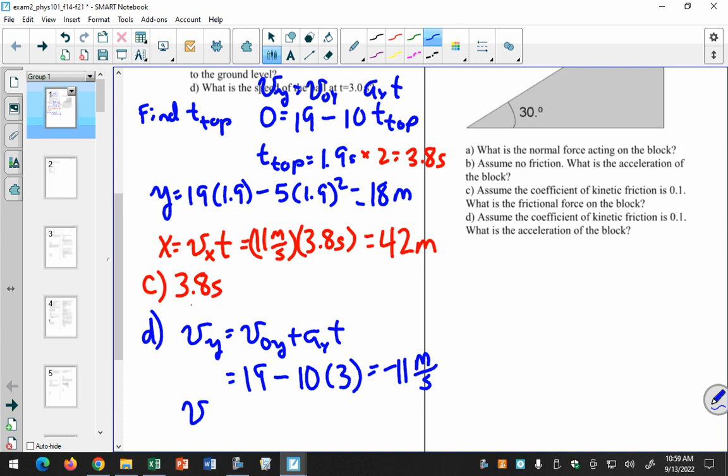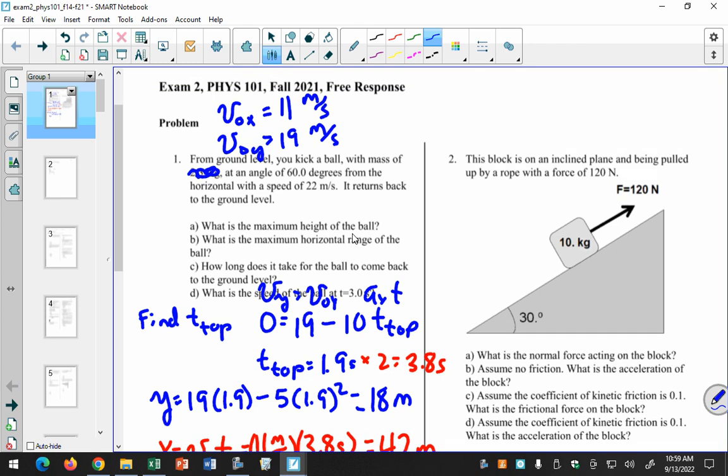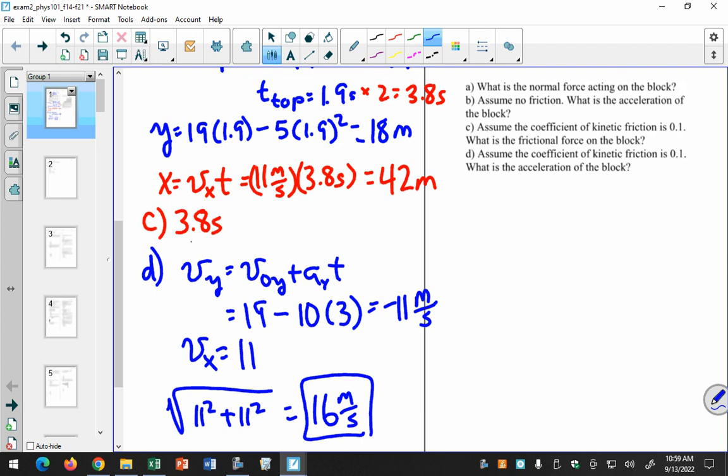And then I know what vx is at that time, right? What is vx? It's 11, 11 is v naught x. So it's going to be 11. And then I do the square root of 11 squared plus 11 squared. And that's going to be 16. Now that's 4 different problems. You know, on a multiple choice quiz, those would be 4 separate questions.